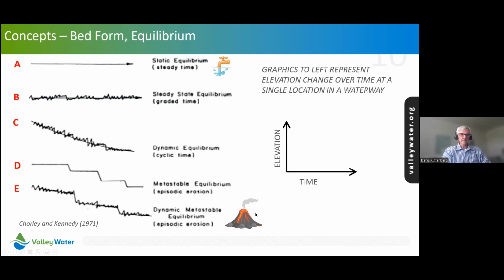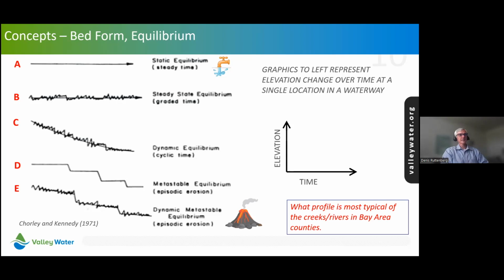So Robert, if you could help me monitor chat, the question for those on the call: what profile is most typical of the creeks and rivers in the Bay Area counties? If you were to pick one or more, A, B, C, or D, where would you peg? All right, yeah, we see some responses coming in. We got B, C. Anyone else? Any other thoughts? A, B, C, D, or E? B and C, I hear.